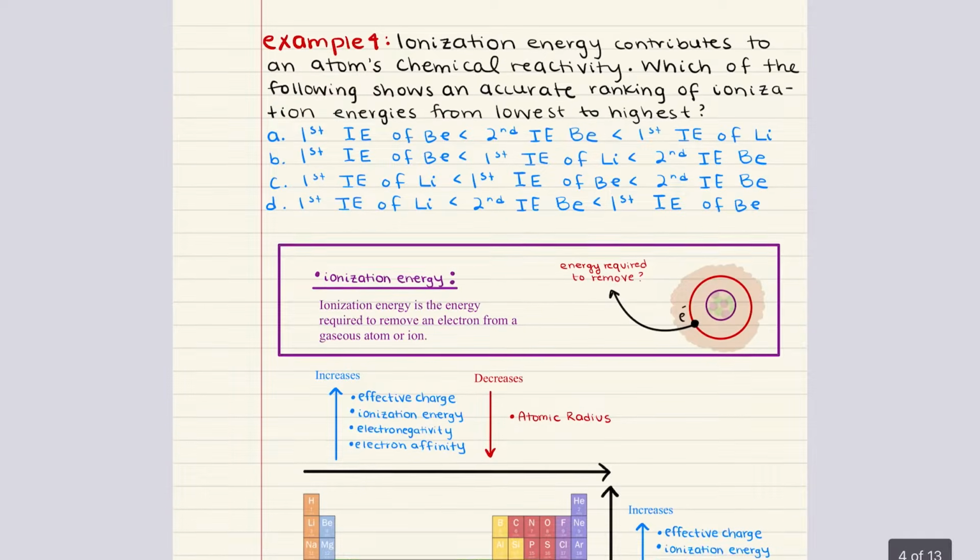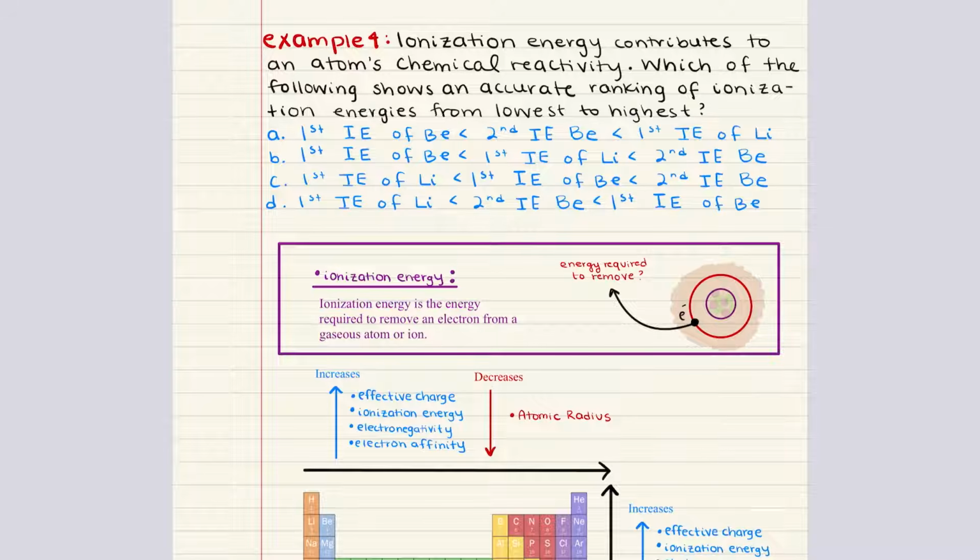Wonderful. Let's move on to problem 4. Problem 4 says ionization energy contributes to an atom's chemical reactivity. Which of the following shows an accurate ranking of ionization energies from lowest to highest? And if you look at the answer choices, the 3 things that we have to rank are the first ionization energy for lithium, the first ionization energy for beryllium, and the second ionization energy for beryllium. So these are the 3 things that we're trying to rank from lowest to highest ionization energy.